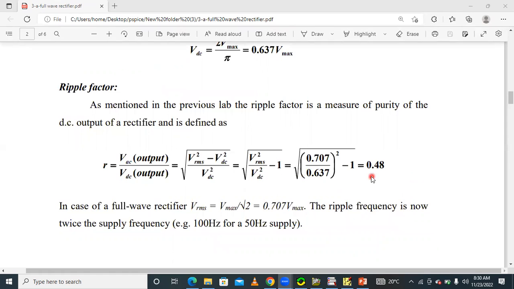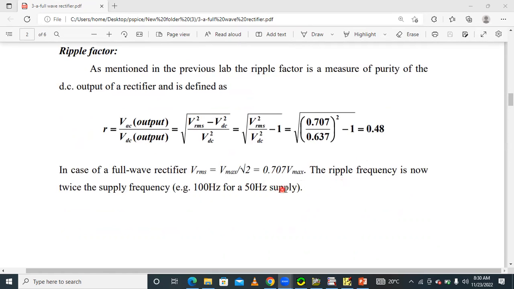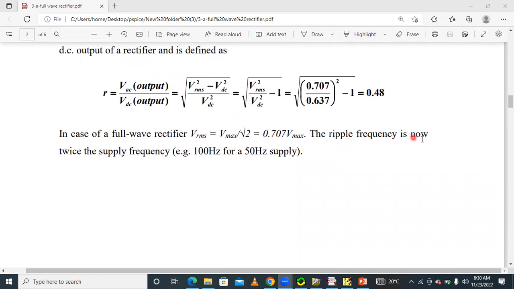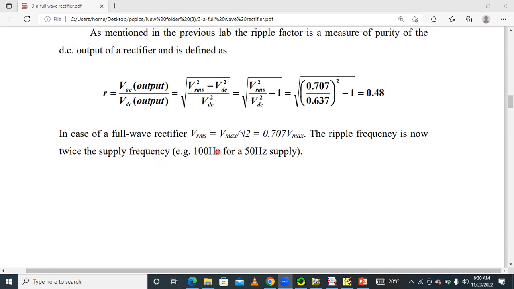Ideally, we will get 0.48, that is 48%, for a single phase diode bridge rectifier. Here the ripple frequency is twice the supply frequency. For example, if the supply frequency is 50 Hz, then the ripple frequency is 100 Hz. If the supply frequency is 1 kHz, the ripple frequency is 2 kHz.